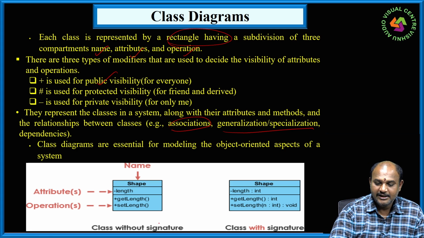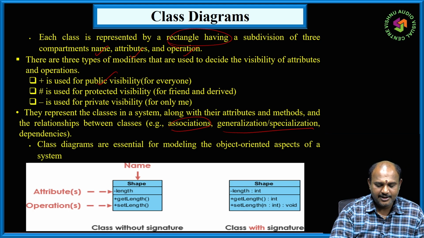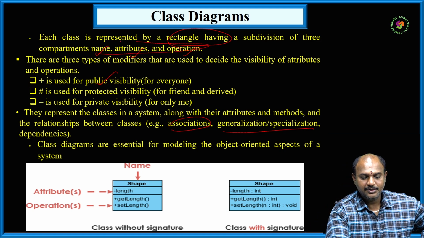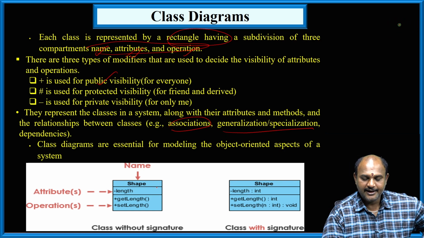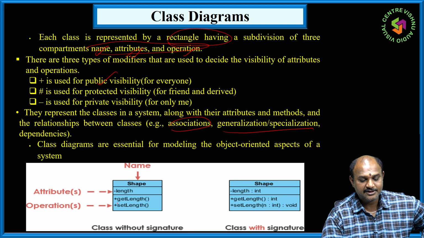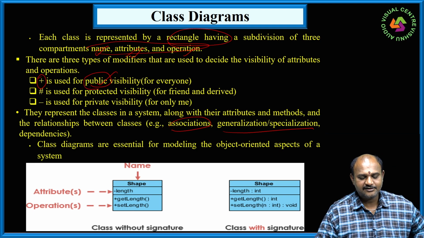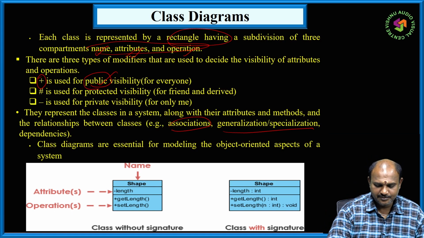This is a rectangle having three components. The first one is name, the next is attributes, and the next is operations. The first one, Shape, is the name. Here length is the attribute, and get length and set length are the operations. In which, what is the meaning of plus? This is public. The access specifiers are public, private, and protected. So plus indicates that.